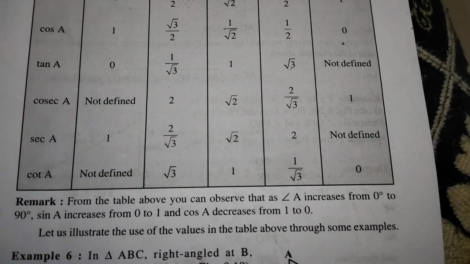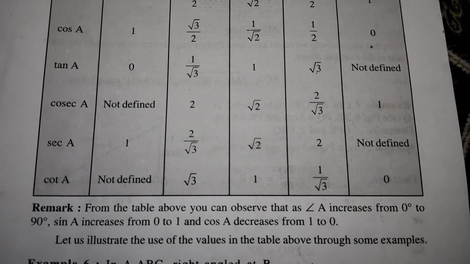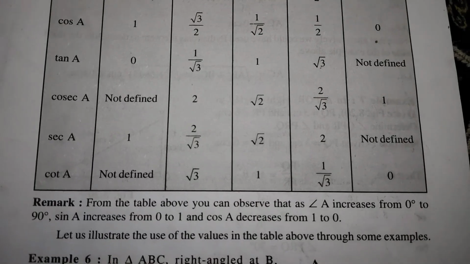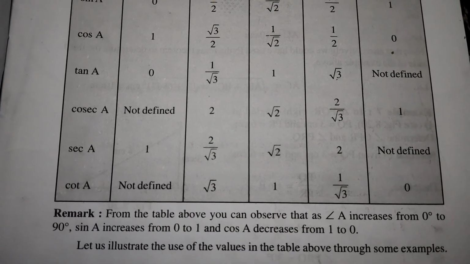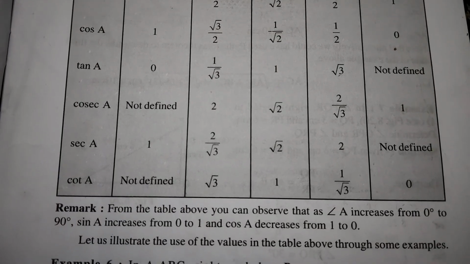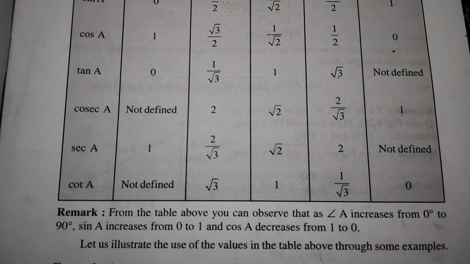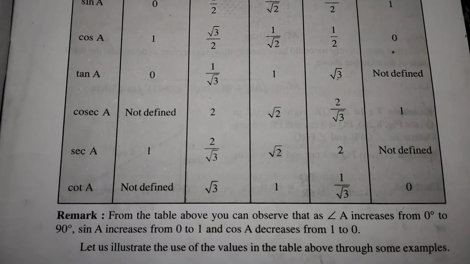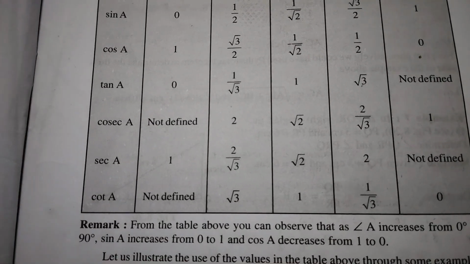Remark: from the above you can observe that as angle A increases from 0 degree to 90 degrees, sin A increases from 0 to 1 and cos A decreases from 1 to 0. Let us illustrate the use of the values in the table above through some examples in the next class. Thank you.